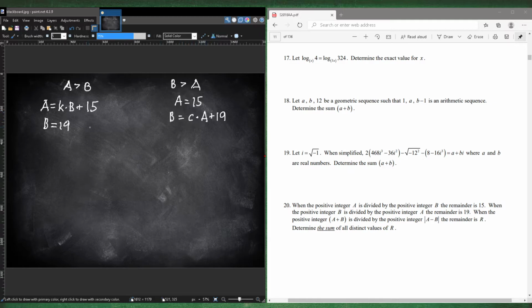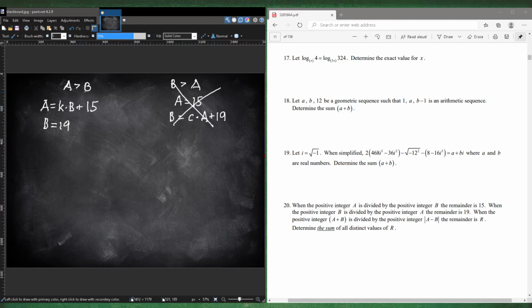So one of these statements is not true, and you could probably guess which one. It's b is greater than a. The reason is, if b is divided by a, you get a remainder of 19, but b is greater than a. If a is 15, there's no way to get a 19, because that means somehow the remainder is 19 out of 15, which doesn't make sense. So this is not possible. So it makes sense for a to be greater than b.